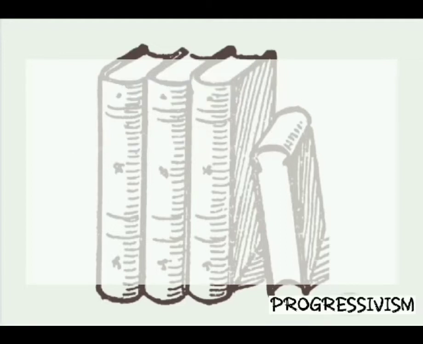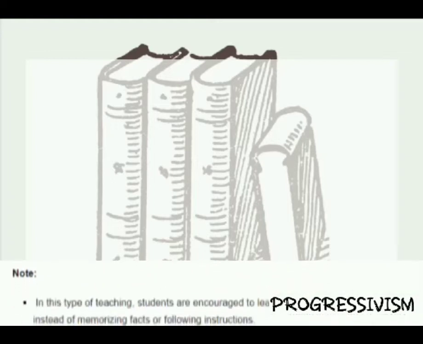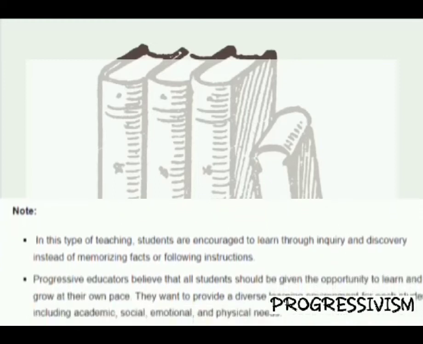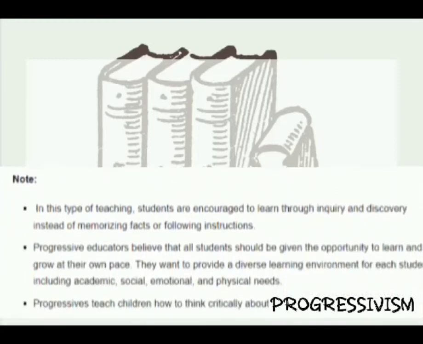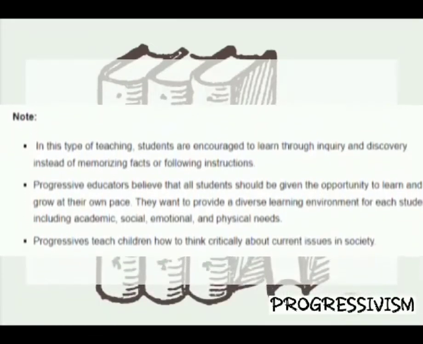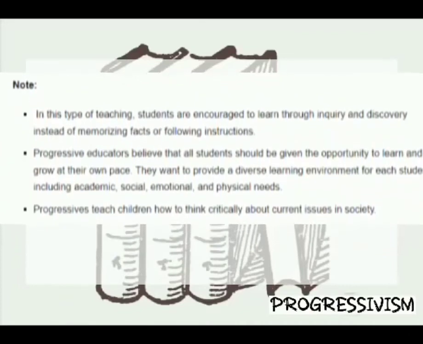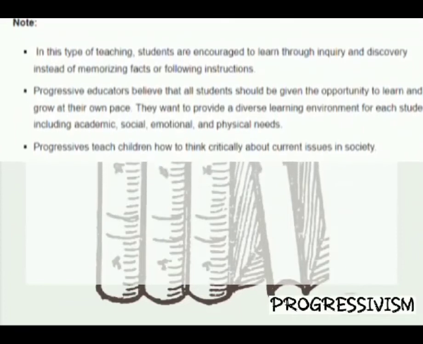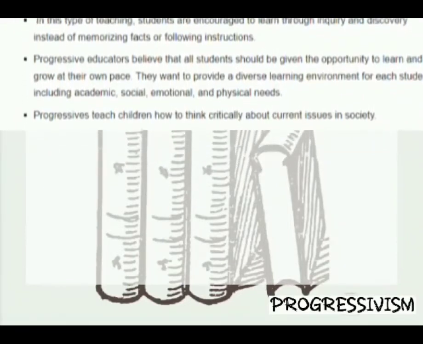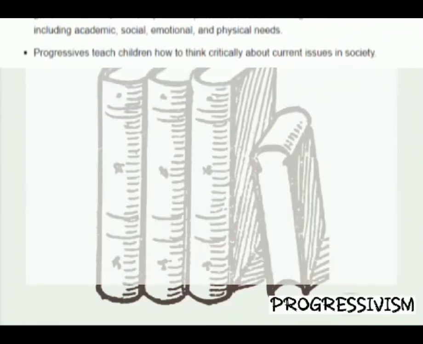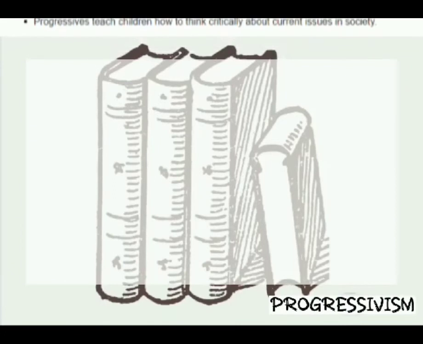Note that in this type of teaching, students are encouraged to learn through inquiry and discovery instead of memorizing facts or following instructions. Progressive educators believe that all students should be given the opportunity to learn and grow at their own pace. They want to provide a diverse learning environment for each student, including academic, social, emotional, and physical needs. Progressives teach children how to think critically about current issues in society.